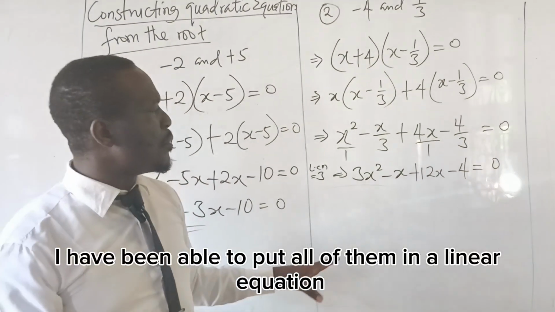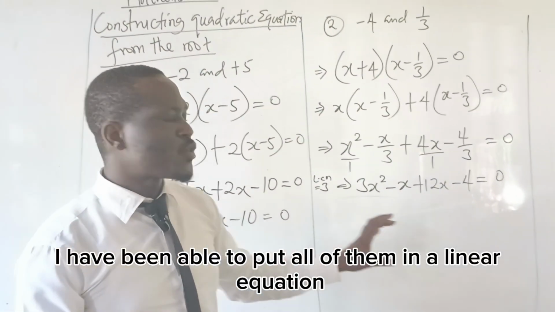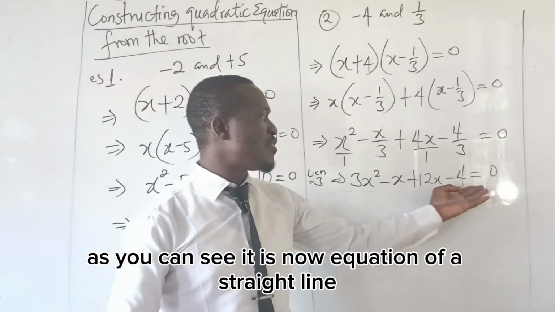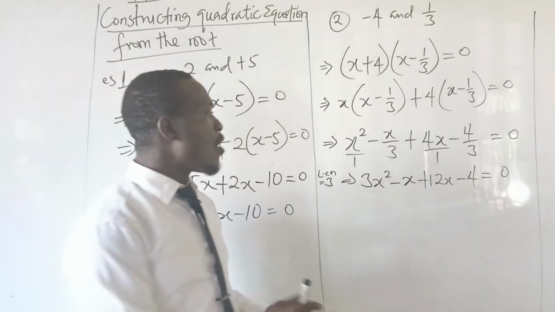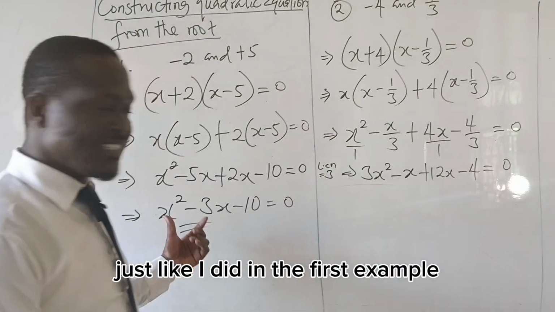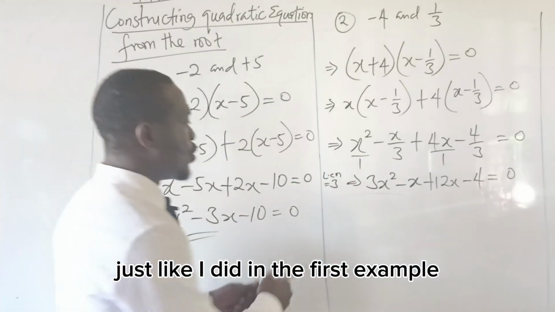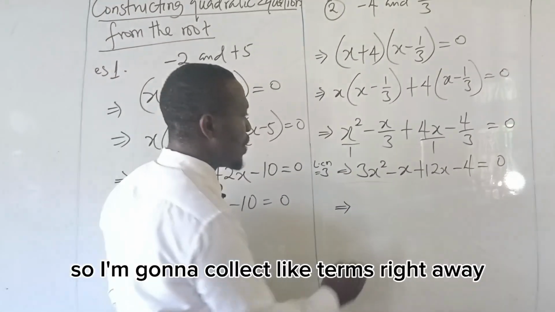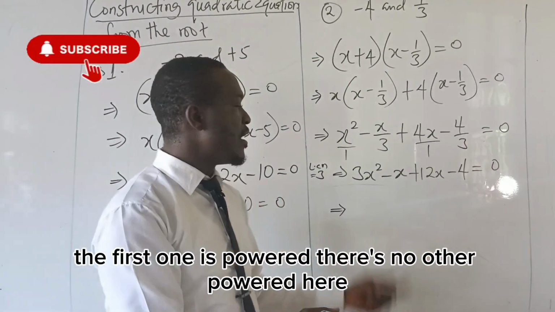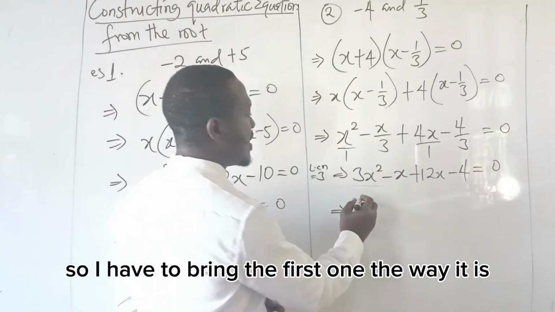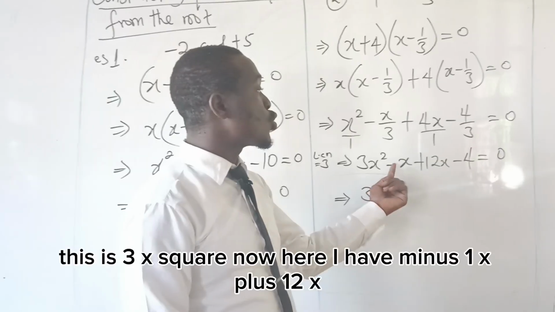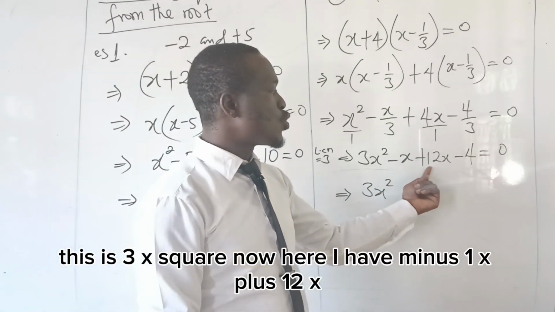I have been able to put all of them in a linear form. As you can see, it is now in the form of an equation. All I need to do now is to collect like terms, just like I did in the first example. So I'm going to collect like terms right away. The first one is powered. There's no other powered term here. So I bring the first one the way it is. This is 3x squared.